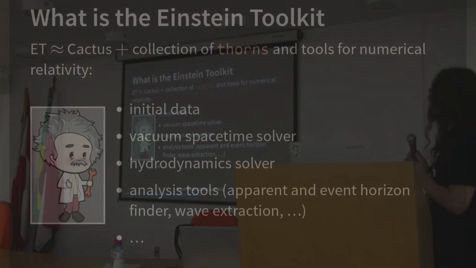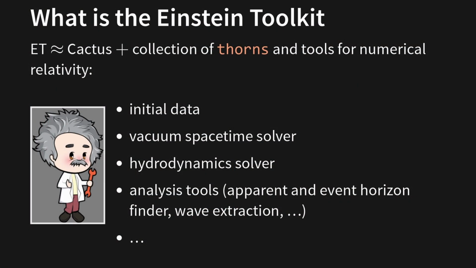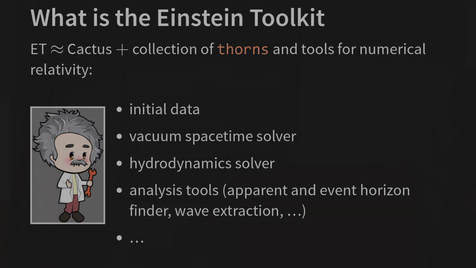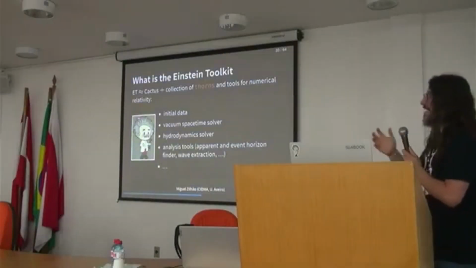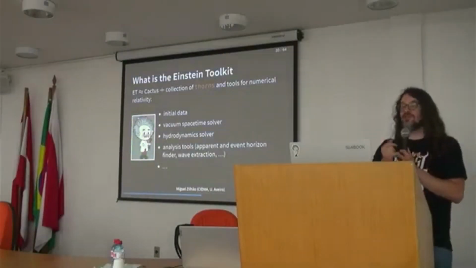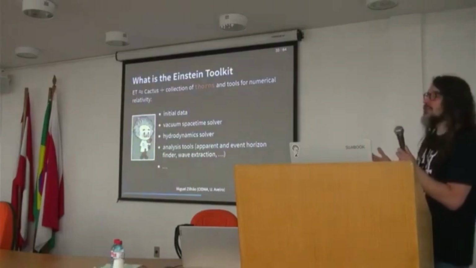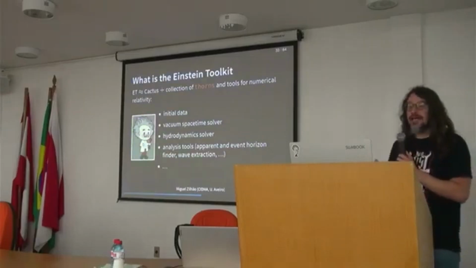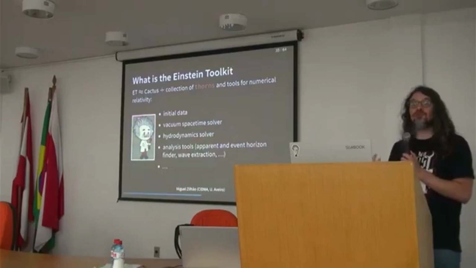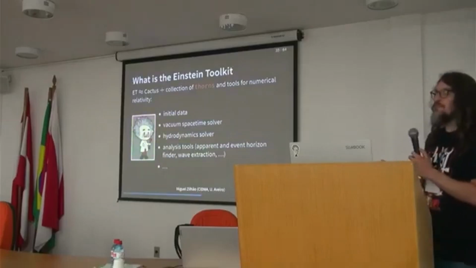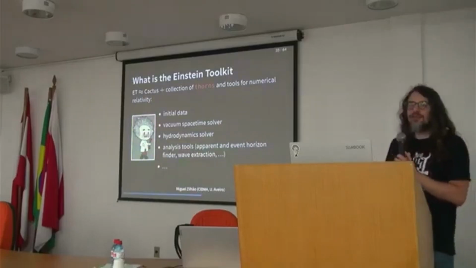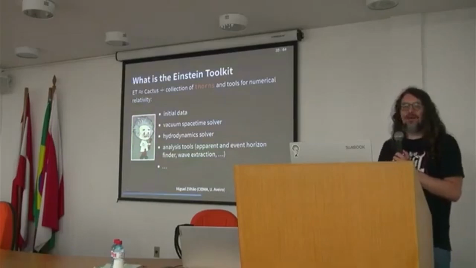Okay, so what is then the Einstein Toolkit? Roughly defined, the Einstein Toolkit is essentially Cactus, this infrastructure that I was just mentioning, plus a collection of thorns, a collection of modules that are specific tools for numerical relativity. So Cactus by itself does not know anything about Einstein's equation and doesn't care about Einstein's equation.